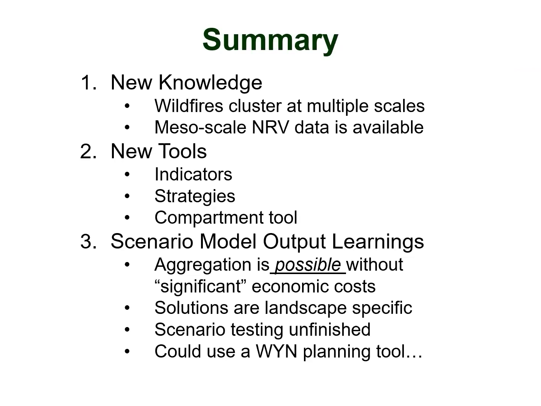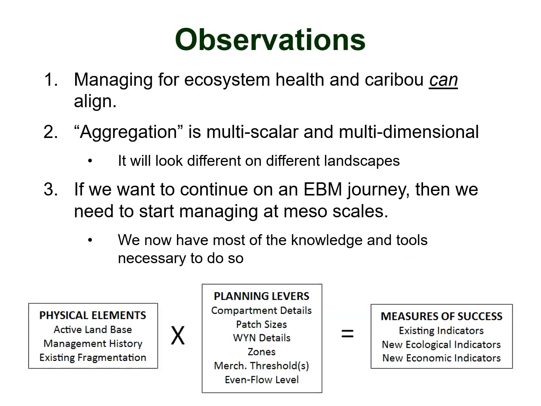From the scenario output, what we did learn is that we can aggregate. It's possible. And I'm going to say so far 2 out of 3 of the study areas without significant economic costs. But what we haven't fully explored is what's going on with Wandering River, because I think there's opportunities there. But the solutions are landscape specific. And I think we pushed as far as we could here in terms of our time and our budget. It'd be nice to have done more. But there's, I think, still some work to be done.